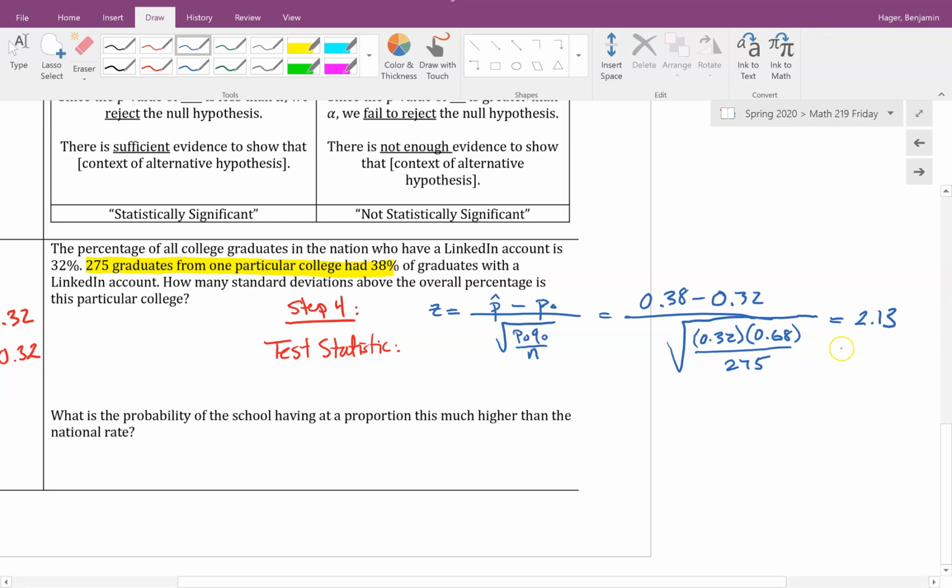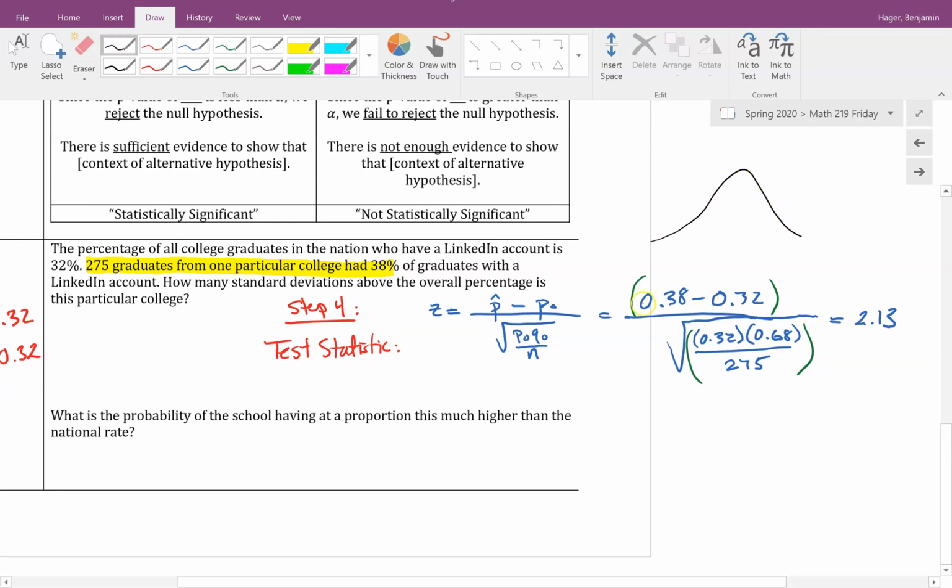Do be practicing these on your calculator because they're hard to put in and they're easy to get wrong. You need to keep the numerator in its own set of parentheses to keep the numerator separate from the denominator. You probably need a big set of parentheses once you open the radical. Make sure you're trying it and can get 2.13. Anyways, that is my test statistic.